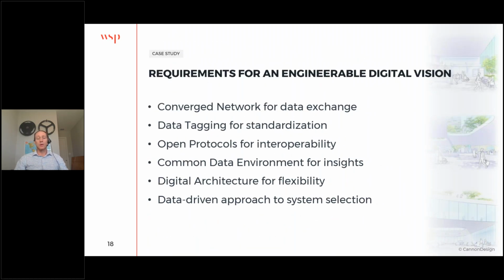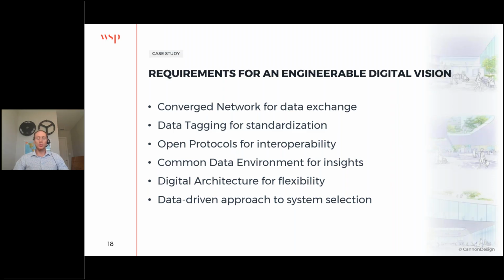The requirements for an engineering digital vision, what we put out as key requirements is the fact that we need a converged network that can support the data exchange between different control systems. So those are security systems, they are traditional IT systems, communications, engineering systems, as well as patient experience and overall experience and audiovisual systems. When we look at data between all the different control systems, it is essential to tag the data because that allows you to standardize on how data is captured into a data lake, which can then be used for trending and for analytics as well as alarms.